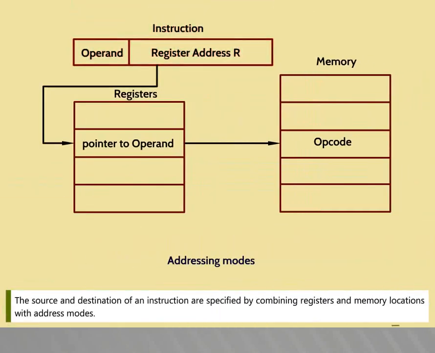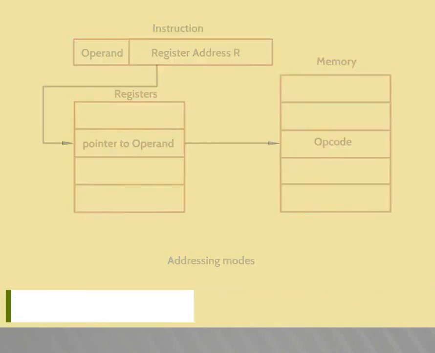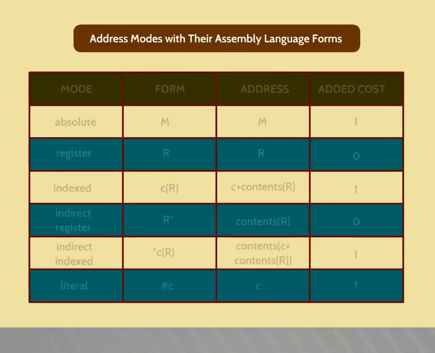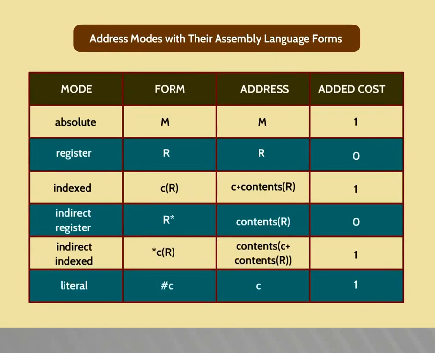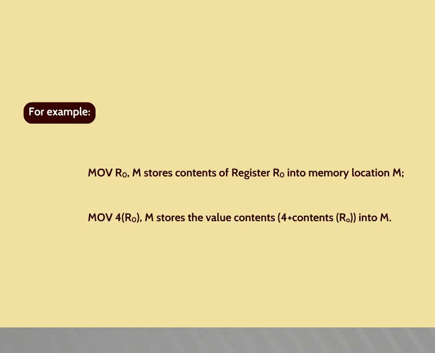The source and destination of an instruction are specified by combining registers and memory locations with address modes. Address modes with their assembly language forms. For example, MOV R0, M stores the contents of register R0 into memory location M. MOV 4(R0), M stores the value contents(4 + contents(R0)) into M.